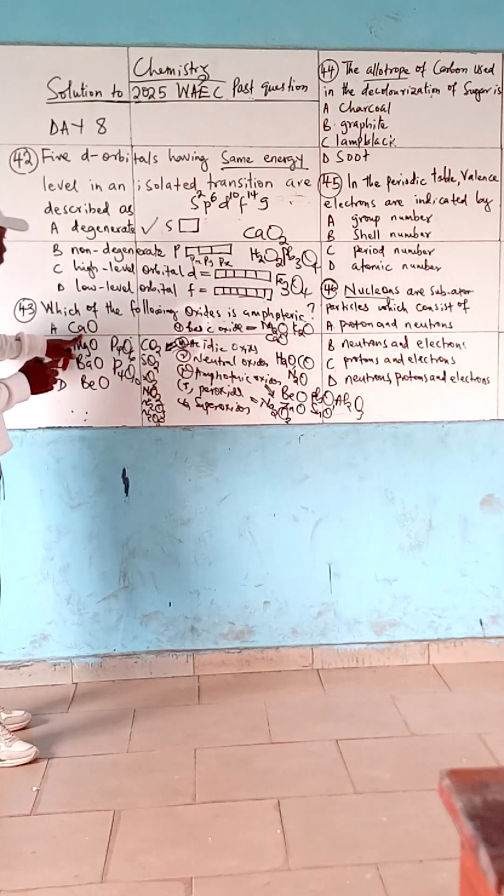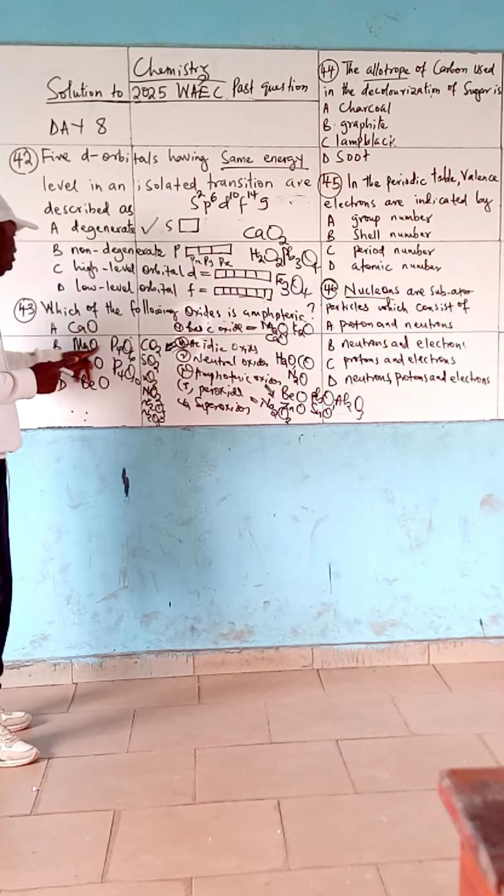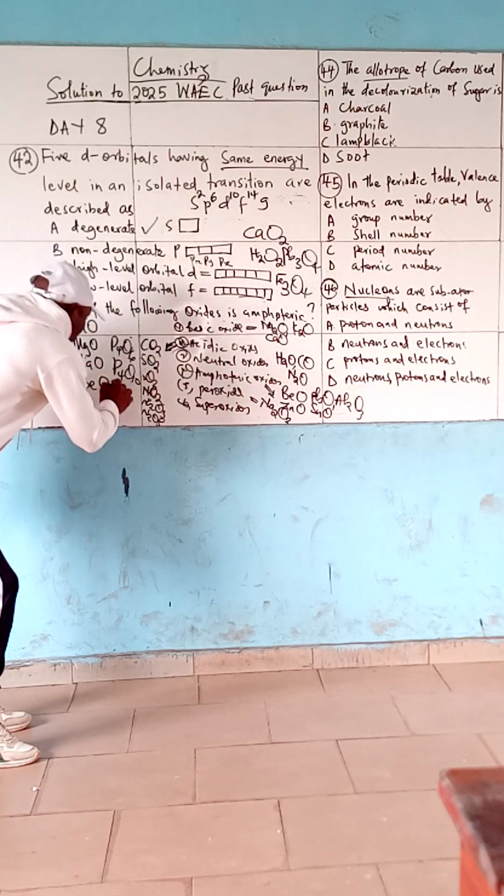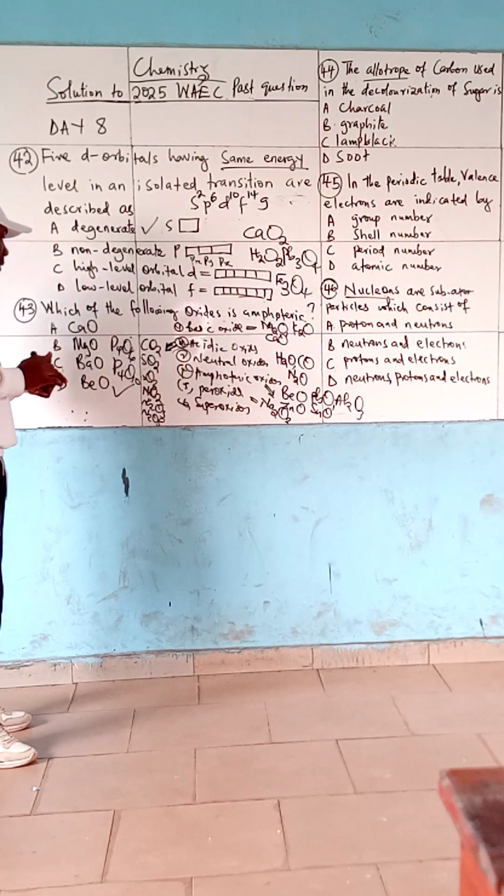Let's go through the options. Calcium oxide, no, that is basic. Magnesium oxide, basic. Barium oxide, basic. Then beryllium oxide. The correct option is D.